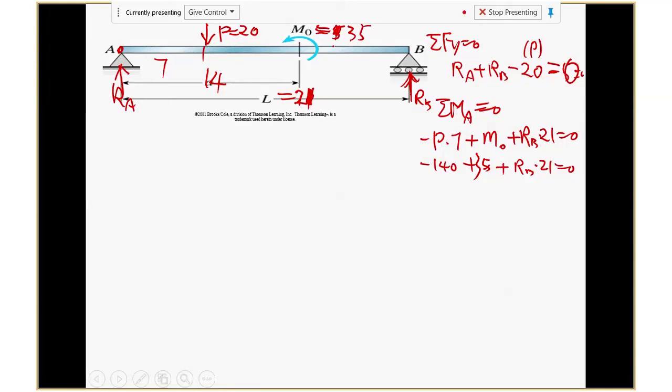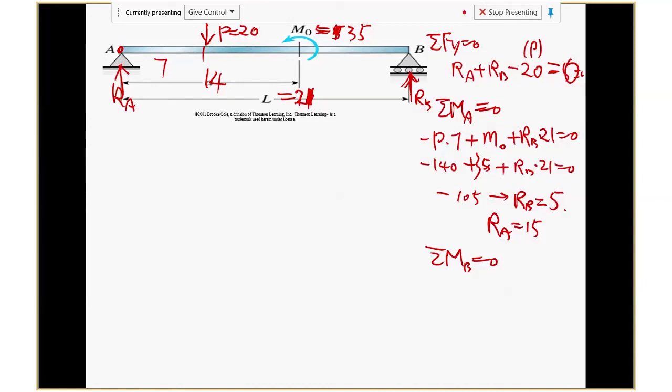Okay, so this way, if you plus 35, this will be negative 105. So therefore, that gives you RB equals what? 5. Okay, RB equals 5. Now can we find RA? Okay, what's RA? RA is 15, right? Okay, is this correct? Check, right? So write sigma MB equals 0. Okay, check if it's correct. Is it correct?